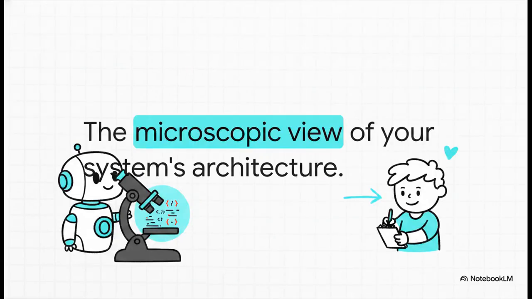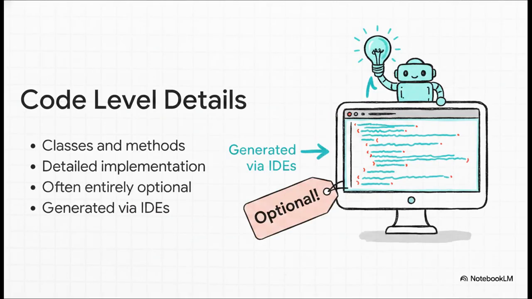Finally, we hit the microscopic view. Yep, you guessed it. Level 4 is the code itself. This maps actual implementation details like classes. But actually, scratch that. It's optional. Your IDE usually handles this perfectly.